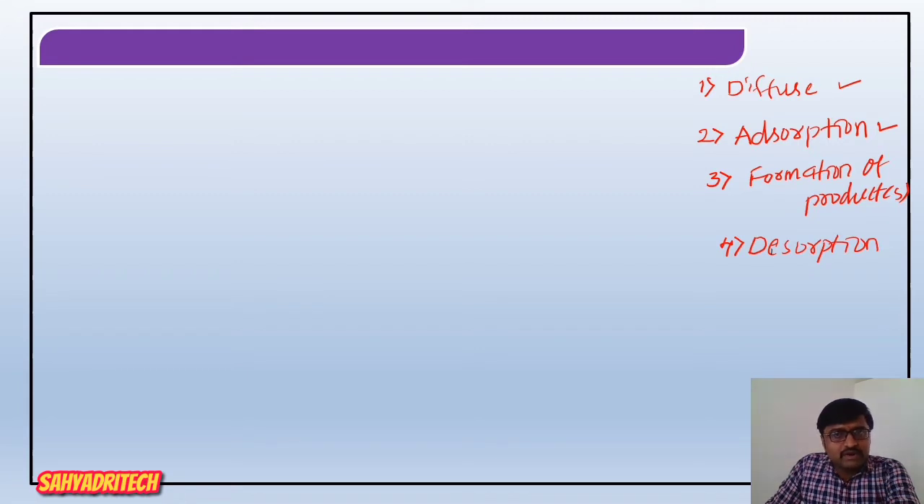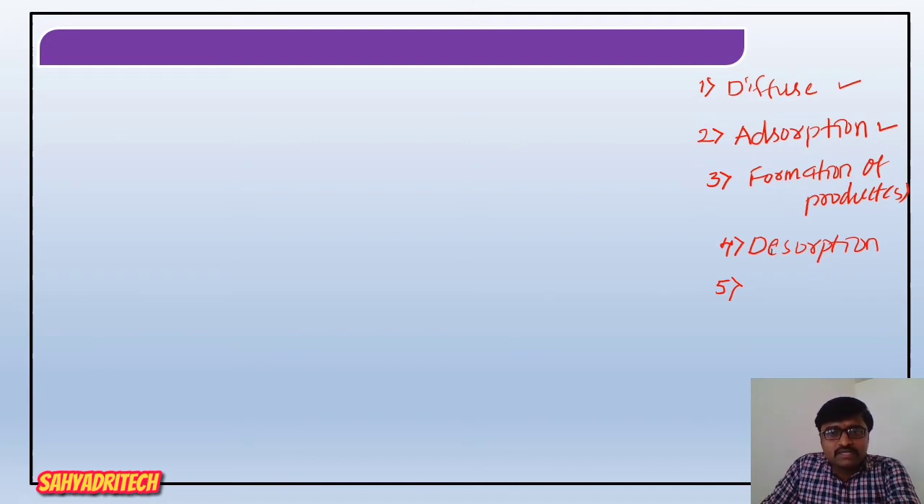So once product is formed, it won't remain on the surface of a catalyst. Rather, those product molecules will be desorbed. They move away, or I can say they are removed from the surface of a catalyst. That phenomenon is named desorption. So the fourth step is desorption of product from the surface of a catalyst.